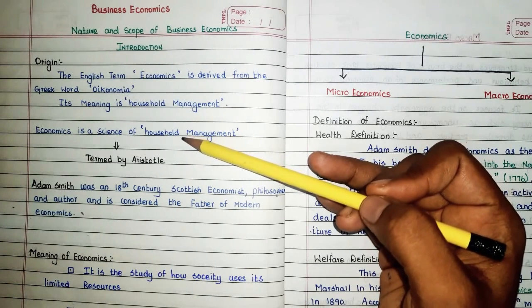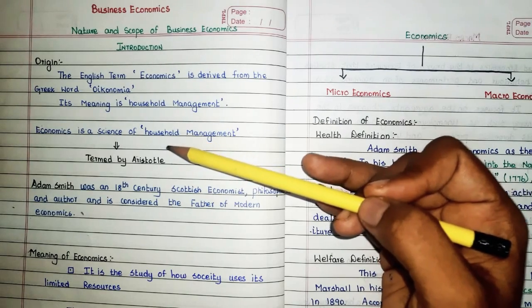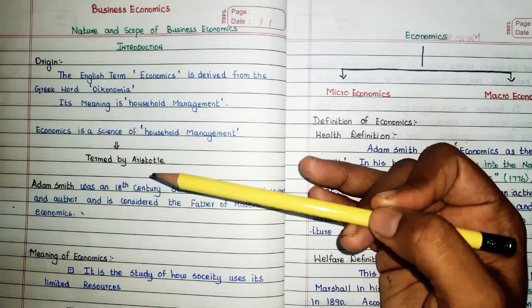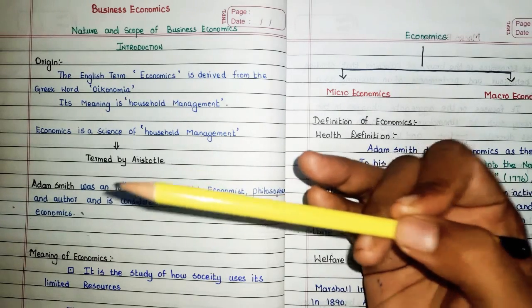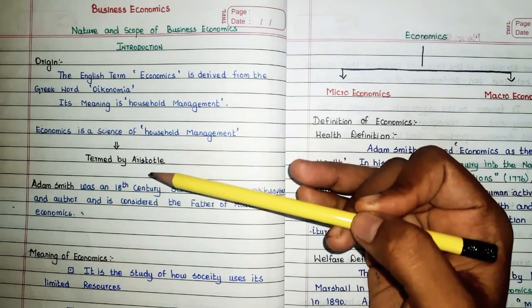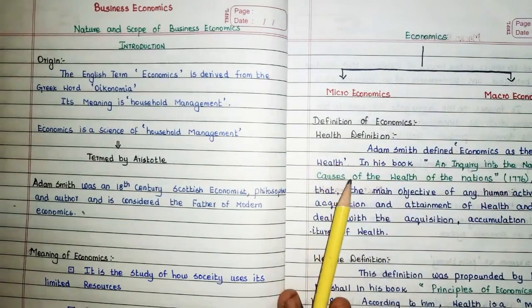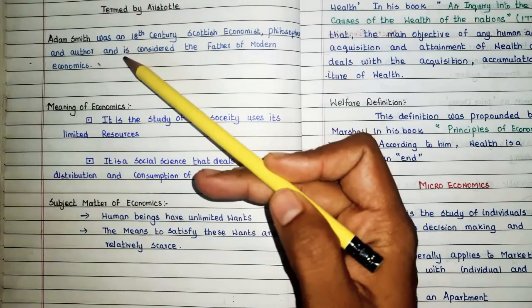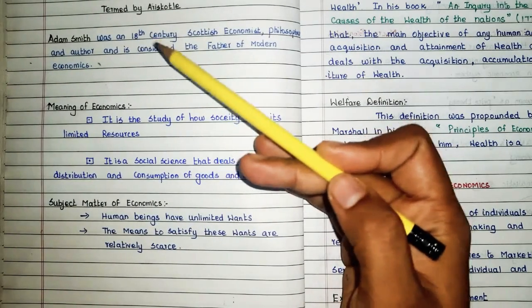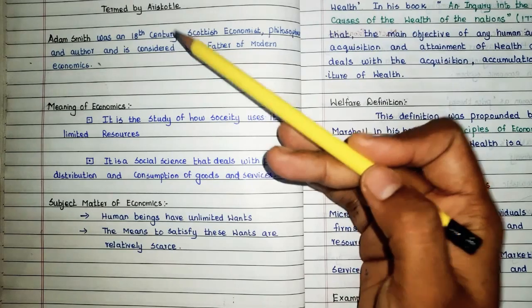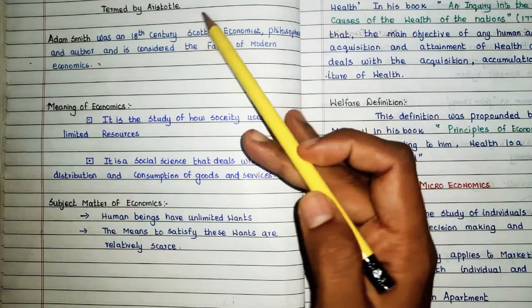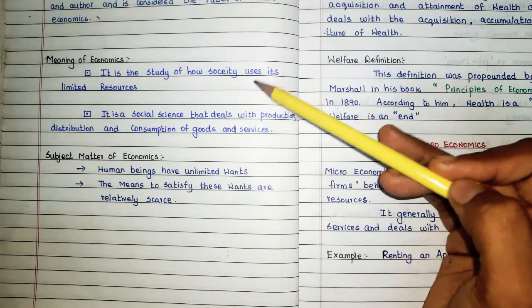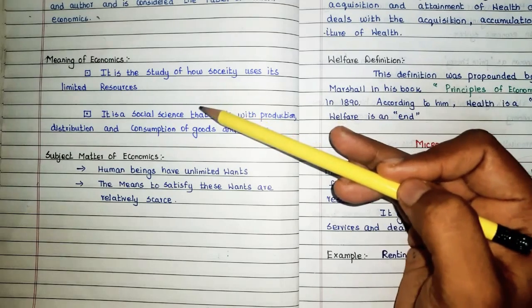We live in a world of limited resources, and economics helps us to decide how to use these limited inputs to satisfy our never-ending list of wants and needs. The father of economics is Adam Smith. He is a Scottish social philosopher and a political economist. The meaning of economics is given below. It is a study of how society uses its limited resources, as I was explaining before.